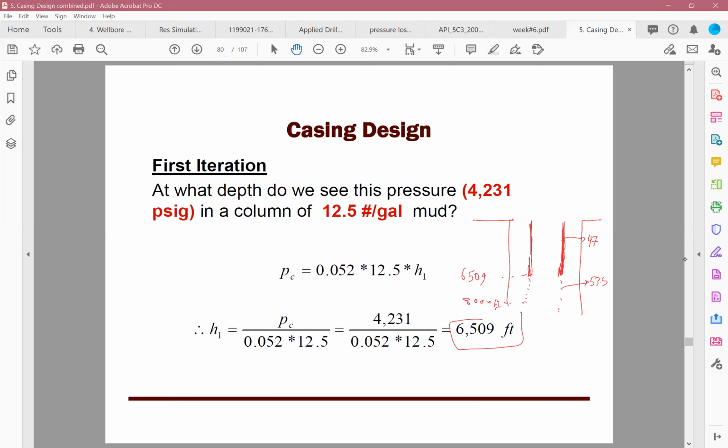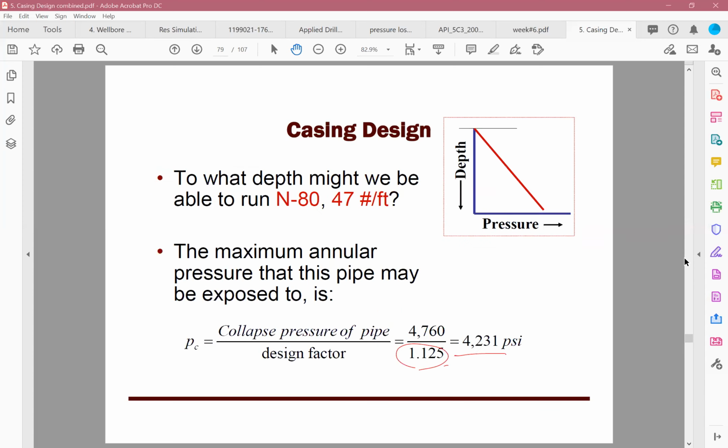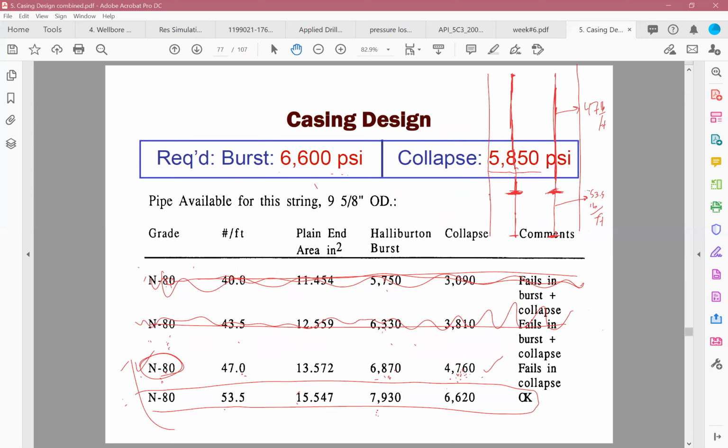Why? Because the way you designed the length of this 47 pound per feet casing was based on the collapse rating based on 0 axial tension, right? Did you consider the axial tension? No, you didn't, right? And if you remember, for the collapse particularly, the axial tension changes your collapse rating. But what you designed right now is based on 0 axial tension. So what should you do?